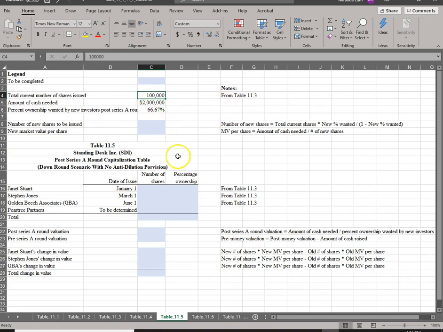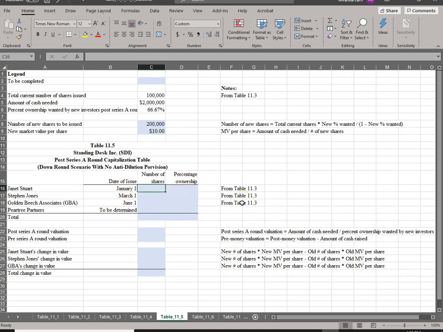So let's go through the calculation to see why this is a down round. Okay, so the number of new shares to be issued is existing number of shares times the percentage divided by 1 minus the percentage. So they want 200,000 shares, which means that the market value per share is $2 million divided by 200,000 shares. So they are only valuing the firm at $10 per share. Before Pear Tree came along, the last time when GBA bought into the firm, GBA paid $15 per share. So it went from $15 per share to $10 per share. So this is a down round.